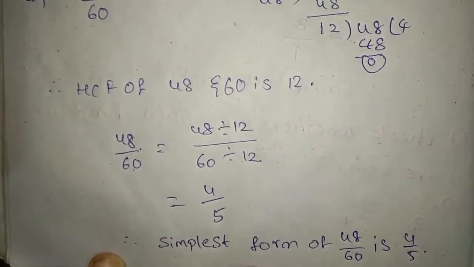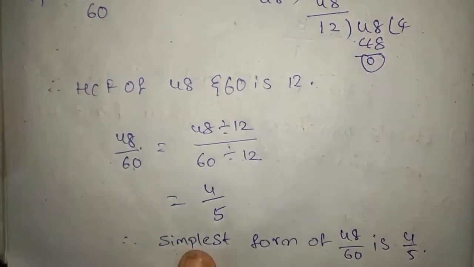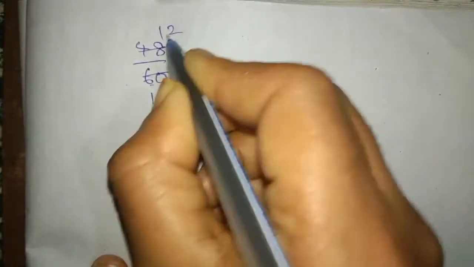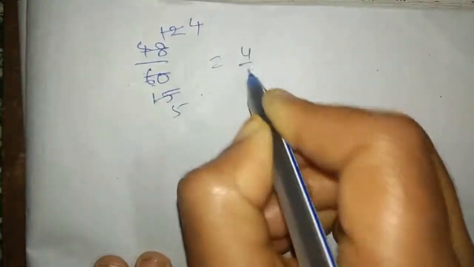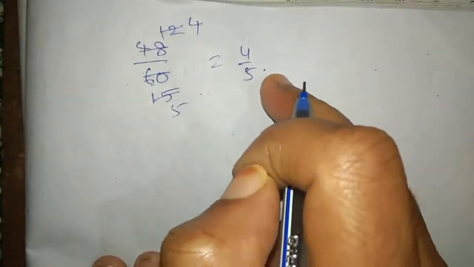This can also be done by the cancellation method. Cancellation method, 48 by 60. First, in which table? 4 table. 4 ones are 4, 4 twos are 8, 4 twelves are 48, 4 fifteens are 60. Again, 3 fours, 3 fives. That is 4 by 5. So we can get 4 by 5 by the cancellation method. Okay.